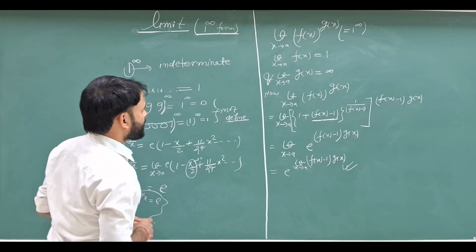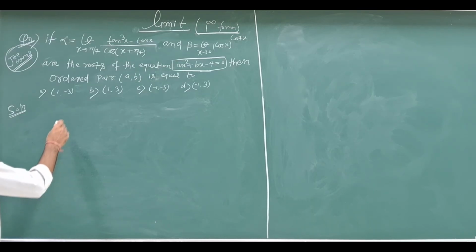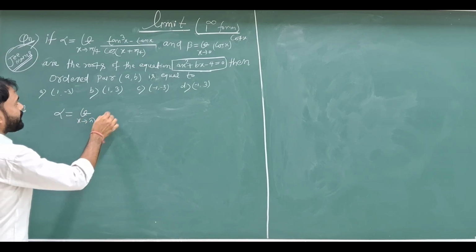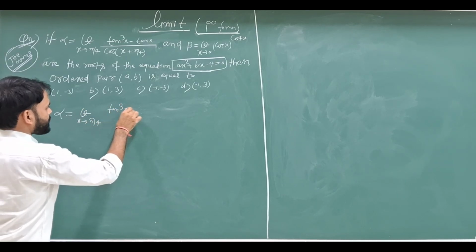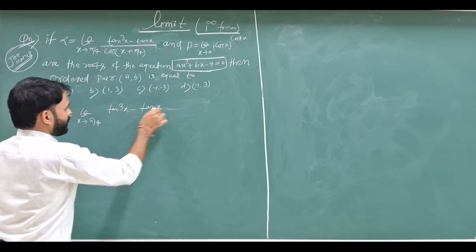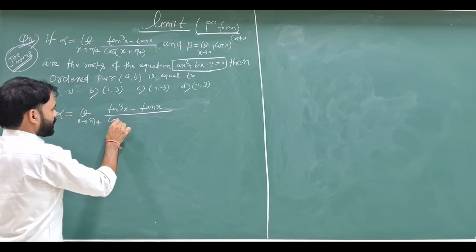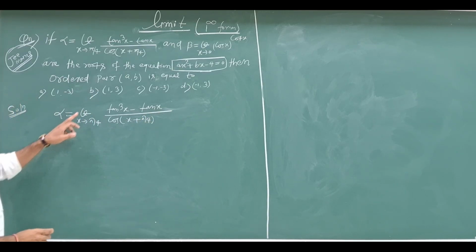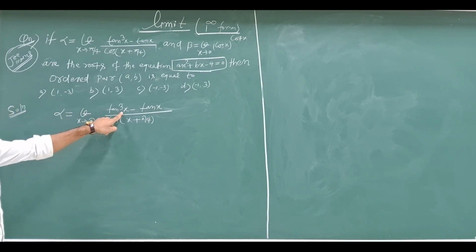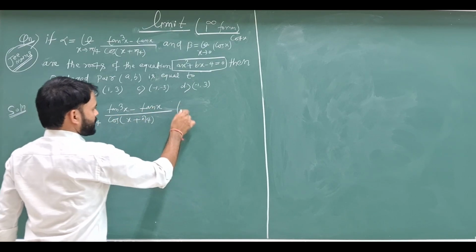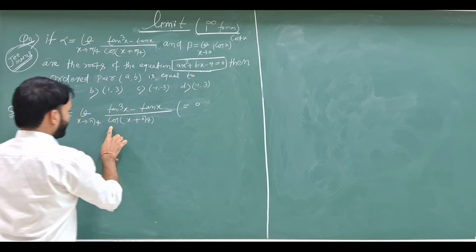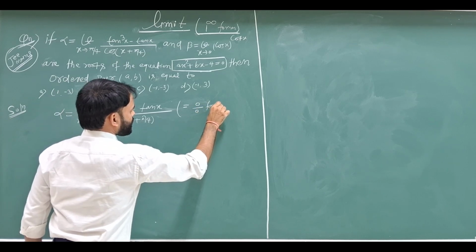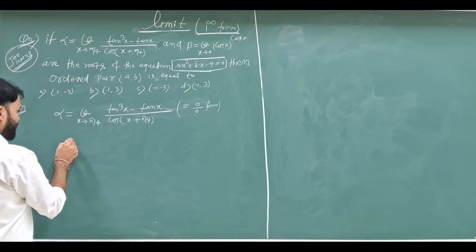Okay, let's see one example. So alpha is given by the limit as x tends to pi by 4 of (tan cube x minus tan x) divided by cos of (x plus pi by 4). If I take the limit as x tends to pi by 4, this quantity goes to 1 and also this quantity goes to 1. So this is 1 minus 1, which is 0, and also cos pi by 4 is also 0. So this is in the form 0 by 0. You can apply L'Hopital rule.